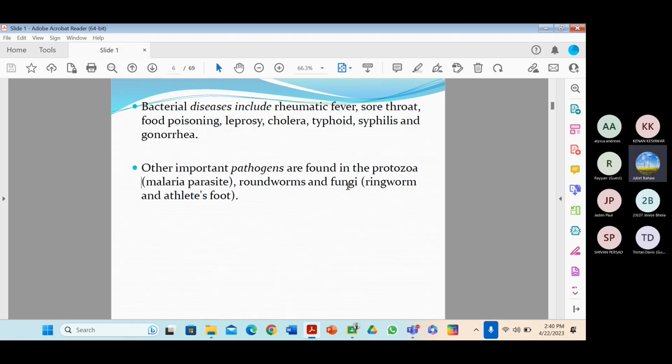Roundworm and fungi, they are basically what you call ringworm. A lot of people get ringworm during flood season when they're exposed to that dirty, murky water. And then there's athlete's foot, for people who play sports and have dirty socks, or they have an ingrown toenail and a lot of fungus growing. They can have athlete's foot. All right. So it's basically caused by a fungus.